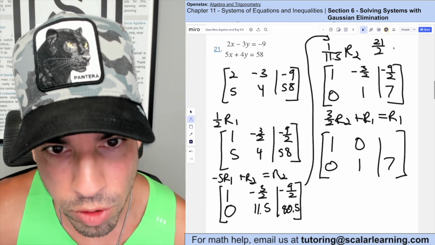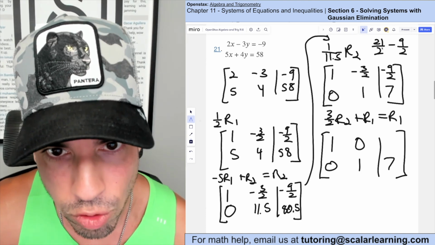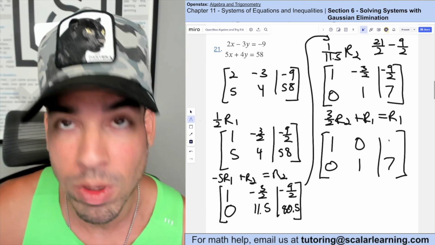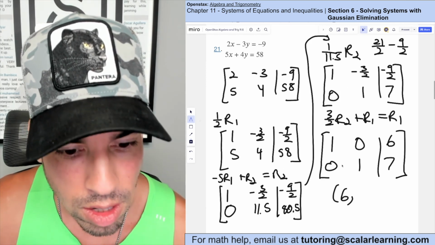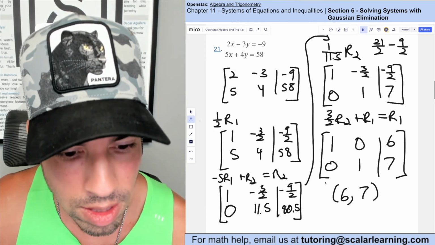So 21 over 2 plus -9 over 2 is going to be 12 over 2, and that simplifies to 6. So there's your solution. X is equal to 6. Y is equal to 7. That's how you do it.